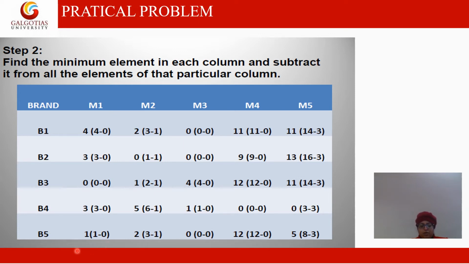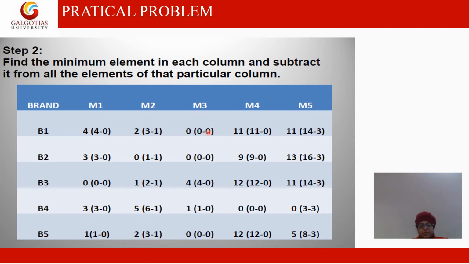In the second column, I find the minimum value is 1. So I subtract this minimum value 1 from the other values of that column. So 3 minus 1 is 2, 1 minus 1 is 0, 2 minus 1 is 1, 6 minus 1 is 5, and 3 minus 1 is 2.